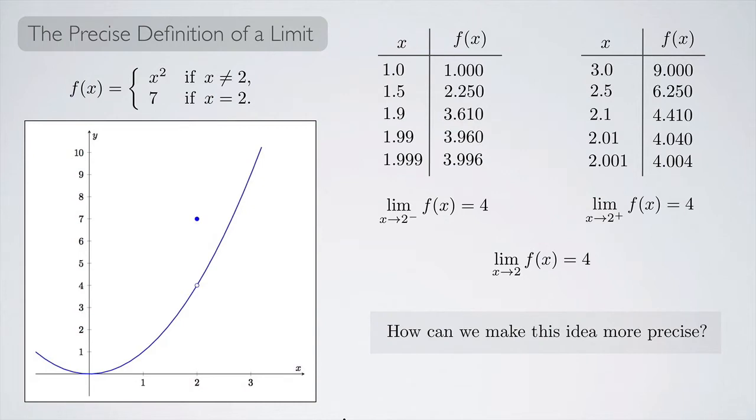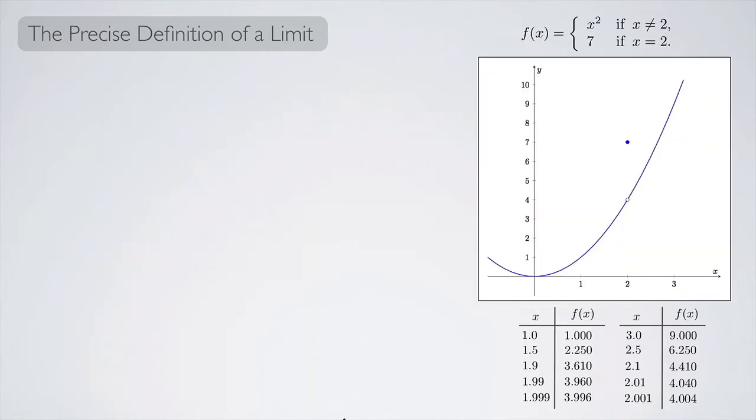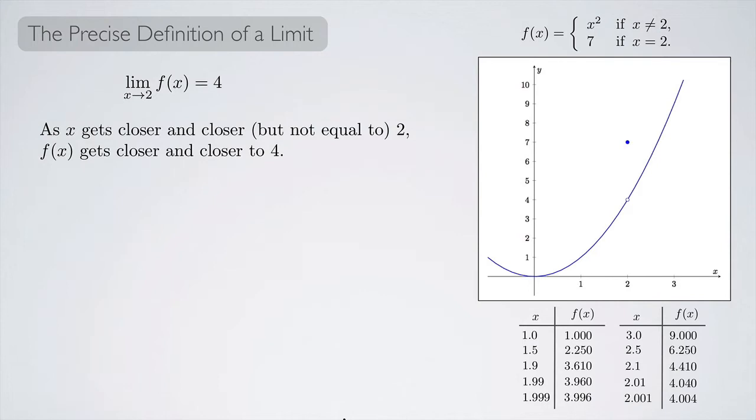How can we make this idea a little more precise? So here on the right, I've placed all the information that we had before. And we're looking at the limit as x approaches 2 of f of x equals 4. And we see that as x gets closer and closer, but not equal to 2. So we're looking on the graph here, here's 2. We're looking as x gets closer and closer to 2, either from the left or from the right. Then we see that f of x, that's on this axis here, gets closer and closer to 4. Think about it, as x gets closer and closer to 2, f of x gets closer and closer to 4. Okay, so that's the idea that we want to try and capture mathematically.